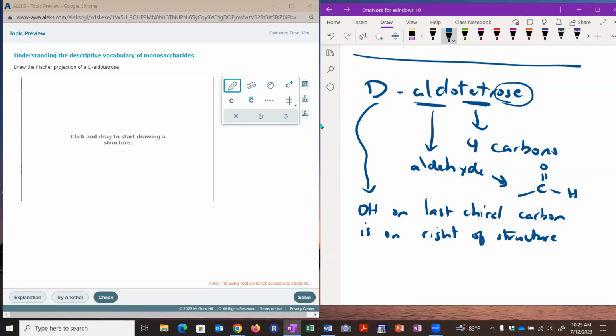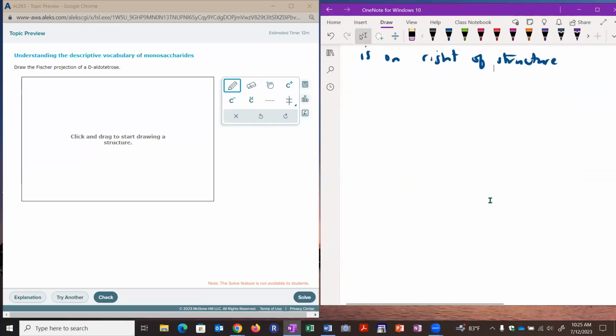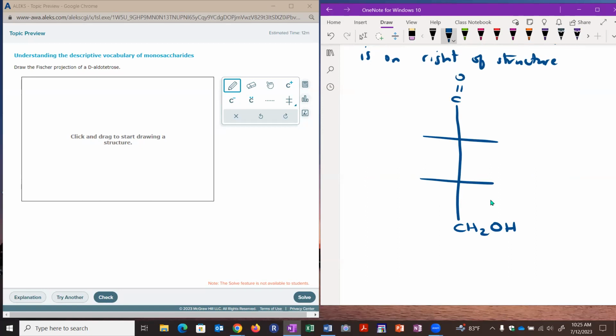So if I were to draw this, and again, I'd recommend drawing these out on a sheet of paper and then doing it in ALEKS. So I have 4 carbons. So I have 1, 2, 3, and then 4 here at the bottom. It usually ends in a CH2OH. My aldehyde for an aldotetrose would be at the top. So I have my C double bond O connected to an H.